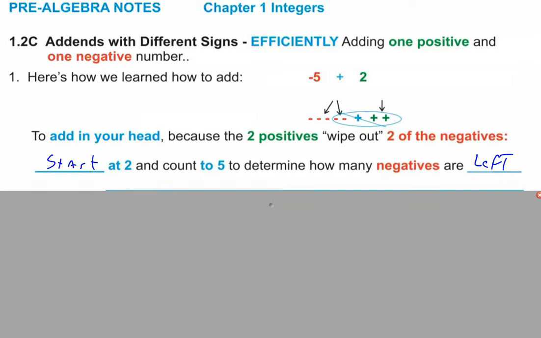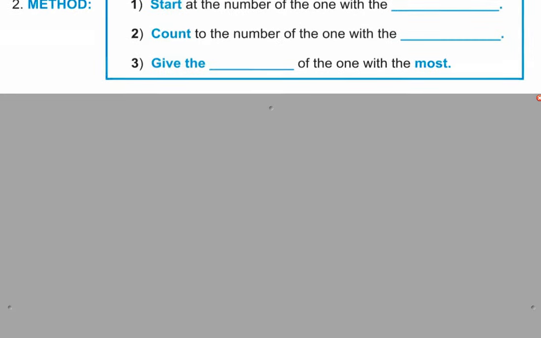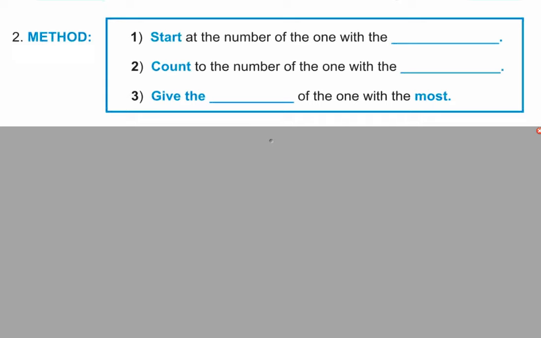So let's see if we can get a procedure down. So here's just something to look back at later on if you're wondering, and you've got to remember. We're going to do this in a minute. So here's how you do it. Start at the number of the one with the least. All right, so listen, pause, think. I'm not talking about the lowest value. I'm talking about the one with the least.